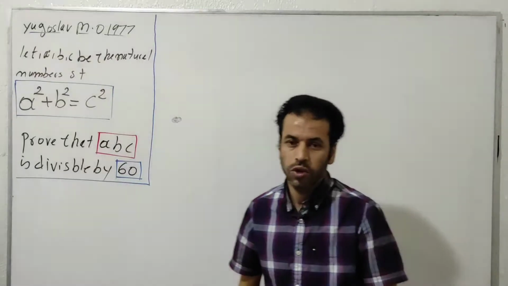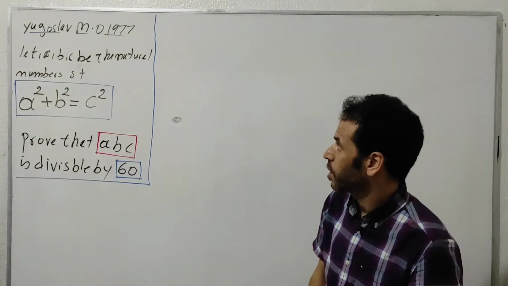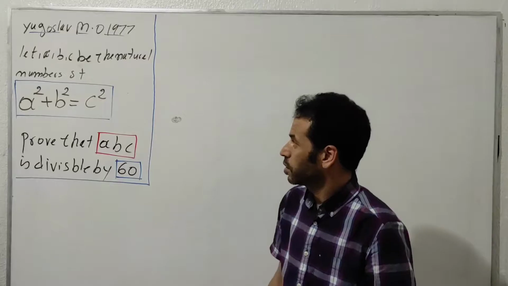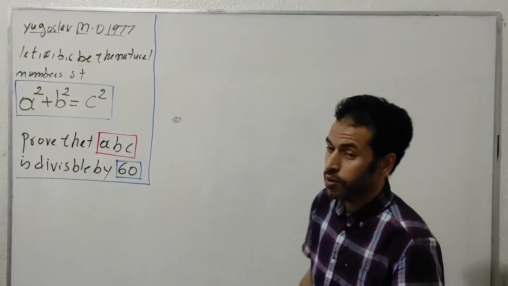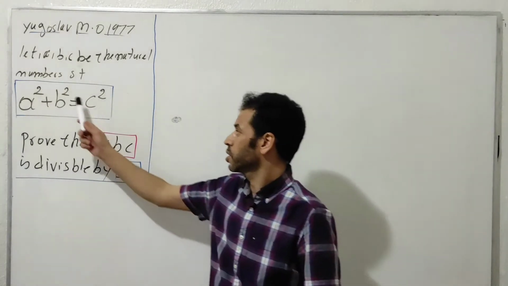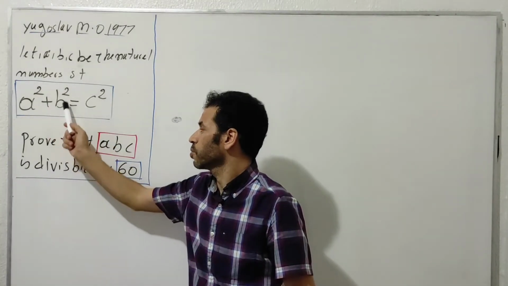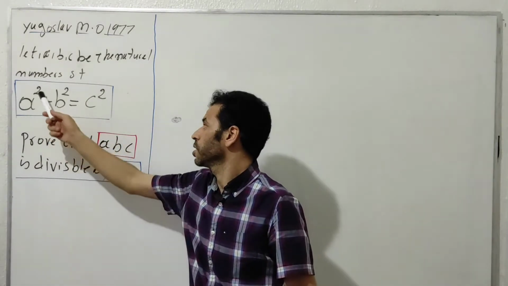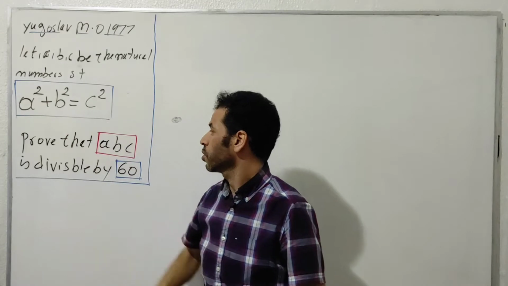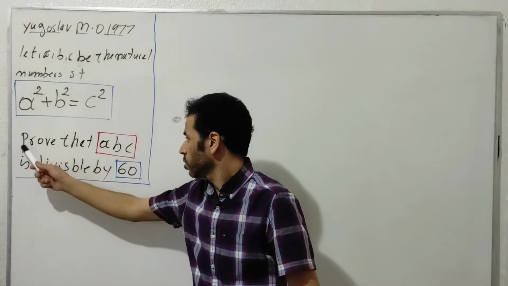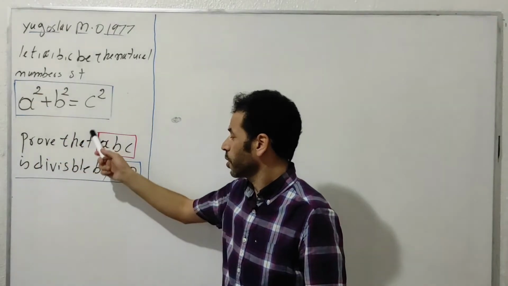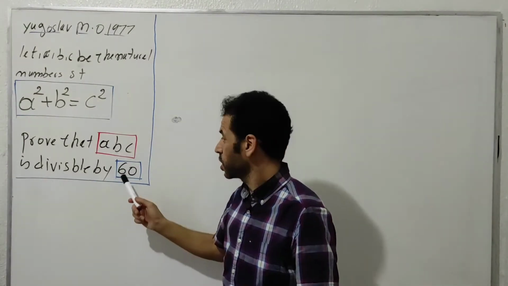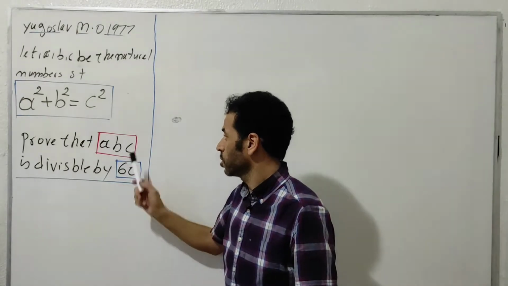In today's video, I would like to introduce a very nice problem of the Yugoslav Mathematical Olympiad, edition 1977. Here is the following information. Let A, B, and C be natural numbers such that A squared plus B squared equals C squared. Our question: we are going to prove that the product ABC is divisible by 60. In other words, 60 divides this product ABC.